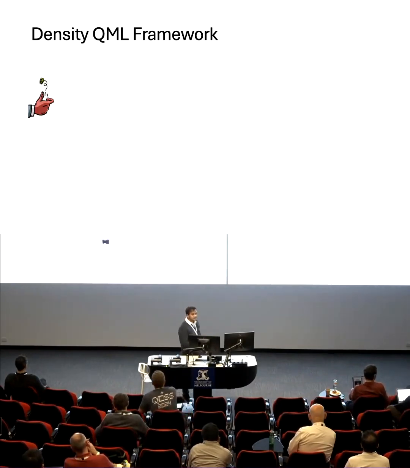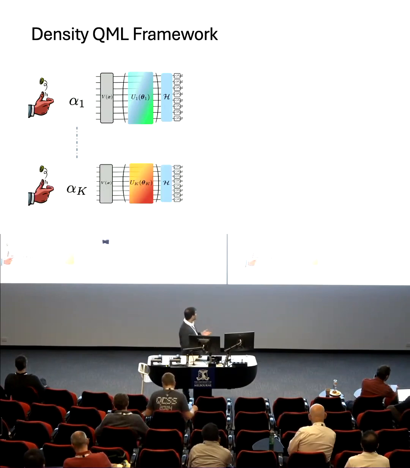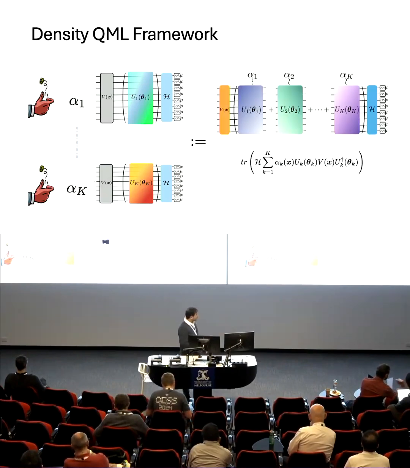Let's say you have a k-sided coin. You flip the coin, and with alpha 1 probability, you apply the unitary U1. You flip it again. Maybe this time it lands on the kth side. With alpha k probability, you apply unitary Uk. So this protocol can be summarized in this pictorial representation here, where you're applying an input state, you're applying a linear combination of unitaries. Note that this alpha is now a probability distribution, and then you measure the observable. This is the state that you will recover.